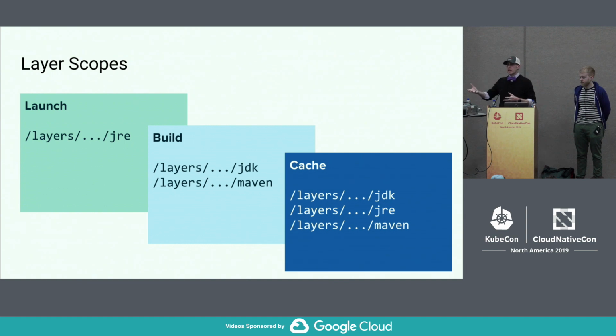In fact, the JDK, which contains the javac command, the compiler, and some other development tooling, is meant for the build image only. The JRE, which is the Java runtime environment, is what we actually want in the launch image. So we can define each of those layers as having different scopes. Similarly, for the Maven dependency cache, we don't want Maven in our production image, and the dependency cache is very large, so we only want that in our cache image.